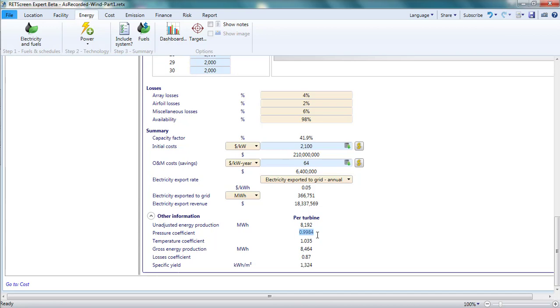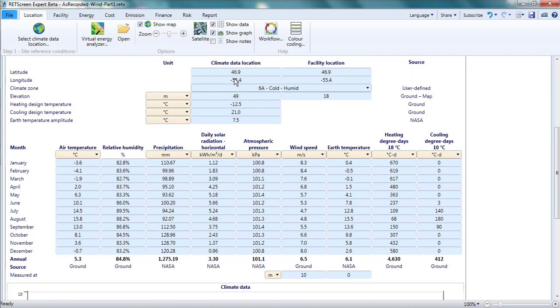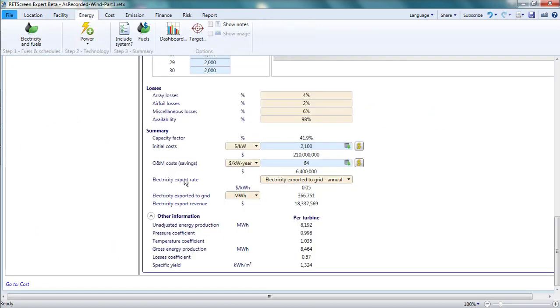St. Lawrence is near sea level. On the location page, the elevation of the meteorological station is given at 49 meters. So our atmospheric pressure over the course of the year is very near the standard sea level value of 101.3 kilopascals. And the pressure coefficient is very near unity. That is, it causes only a minuscule decrease in the energy output. If the site had been at a higher elevation, however, the pressure coefficient could significantly reduce the energy production.